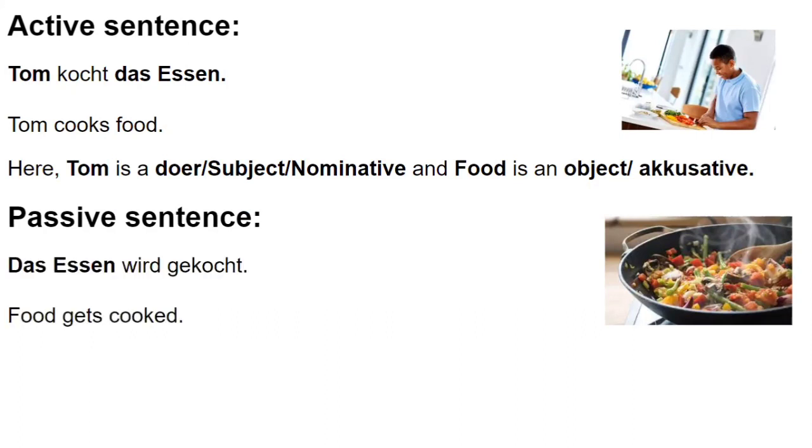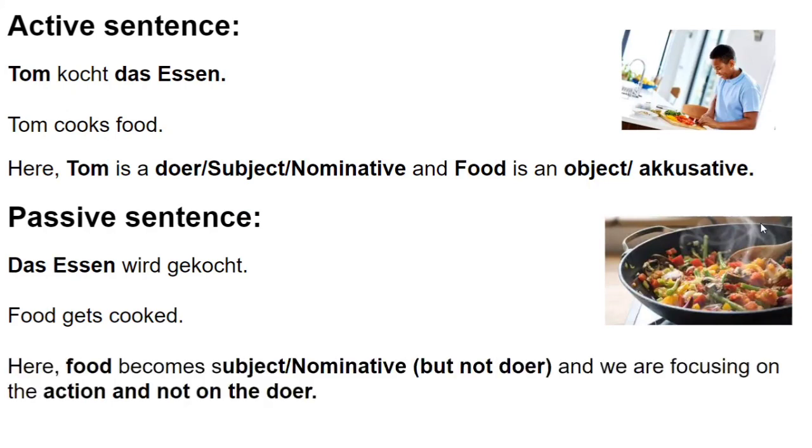Das Essen wird gekocht. Food gets cooked. So here, food becomes subject or nominative, but not doer. And we are focusing on the action and not the doer. So again, I am repeating this line. Here, food becomes subject or nominative, but not doer. And we are focusing on the action and not on the doer.